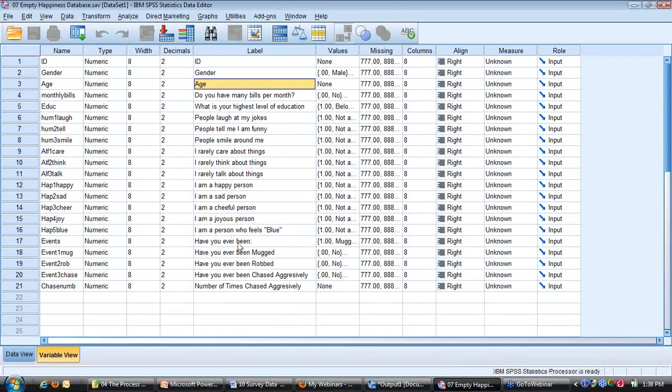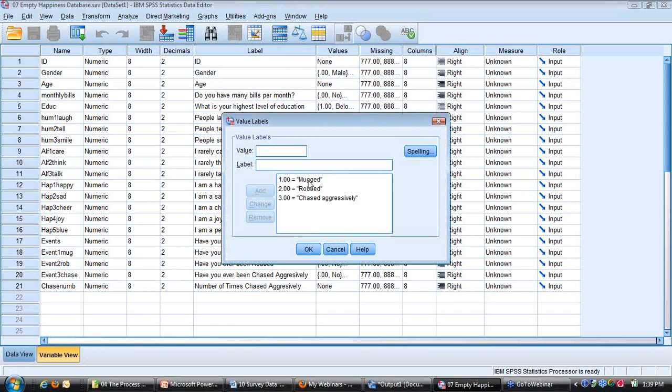Let me show you what I mean. So you see I also filled in the SPSS database. Now here's events. Suppose someone called that item events. Now we go over here and it says, have you ever been, and we look under this: 1, mugged? 2, robbed? 3, chased aggressively? So you could say, well, if someone has been mugged, then for that item you would just say 1. That would be the response. But what if they've been mugged and chased, 1 and 3, or mugged and robbed, 1 and 2? You can't indicate that just by one question.